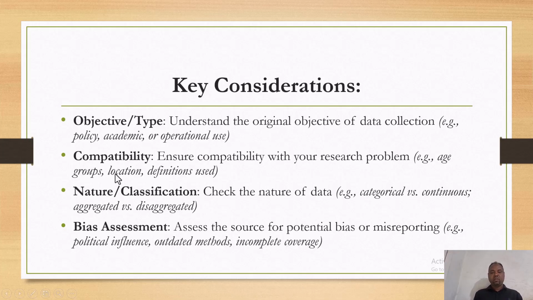The other one is compatibility. Ensure compatibility with your research program based on the age groups, location, and definitions used. Nature: what is the nature of the data? Check the nature of data, whether it is categorical, continuous, aggregated, or disaggregated. The other one is bias assessment. We have to check whether there is bias or misreporting. For example, there may be political influence on the course of data collection from the outset, outdated methods, and incomplete coverage.